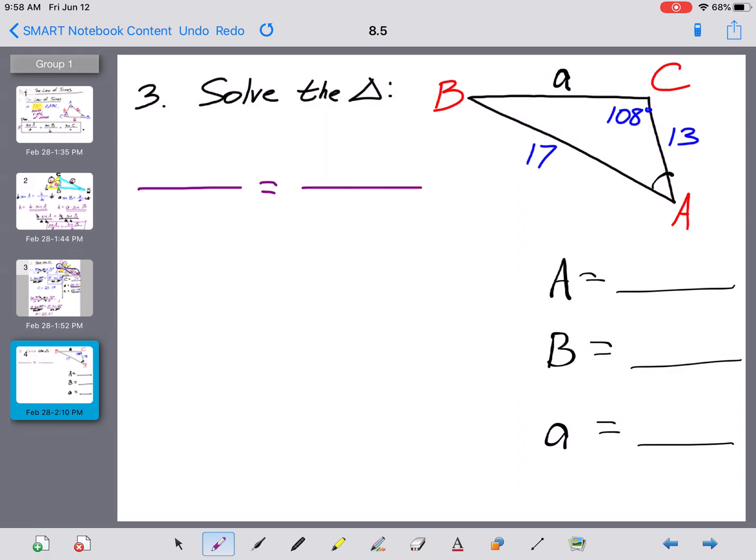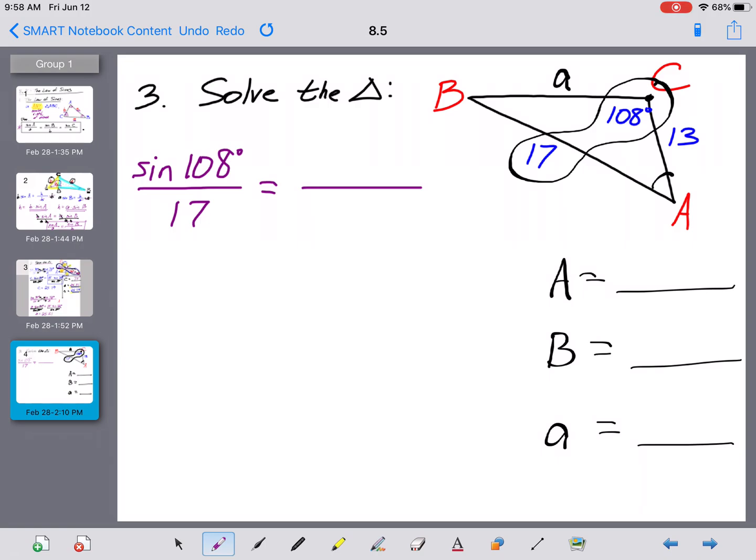Fraction is equal to fraction. And again, everybody, look for the peanut. Where is there an angle that we know the measure of where we also know the length of the opposite side? Well, the only angle we know the measure of is angle C right here. So our peanut encompasses that 108-degree angle, and that's 17 for a side length right there. So I'm going to begin my proportion with the sine of 108 degrees divided by its opposite side length, which is 17.